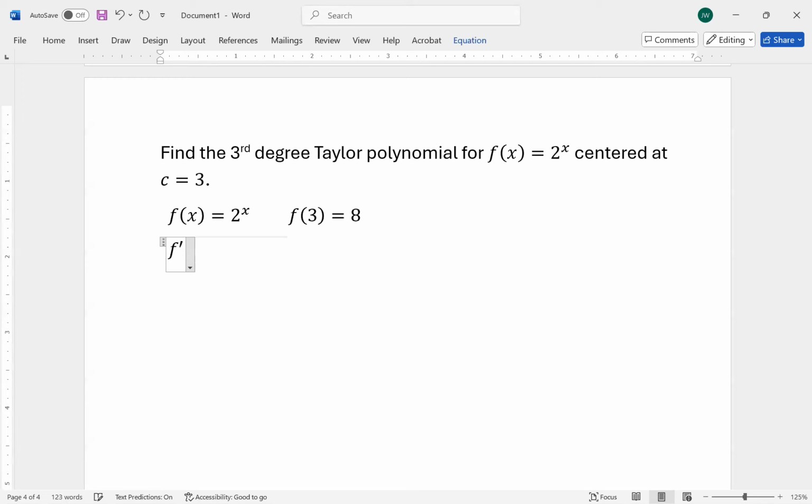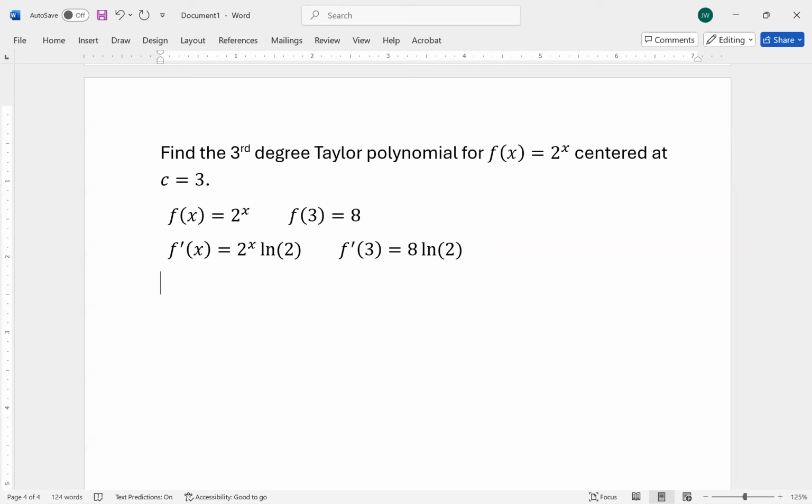If I take the first derivative of the function with respect to x, I get, again, 2 to the x power, but now I have to multiply times natural log of 2. Notice that if you plug in 3 to the first derivative, you don't get just 8, you get 8 times the natural log of 2. Now 2 is positive, so I don't have to put absolute values or anything.